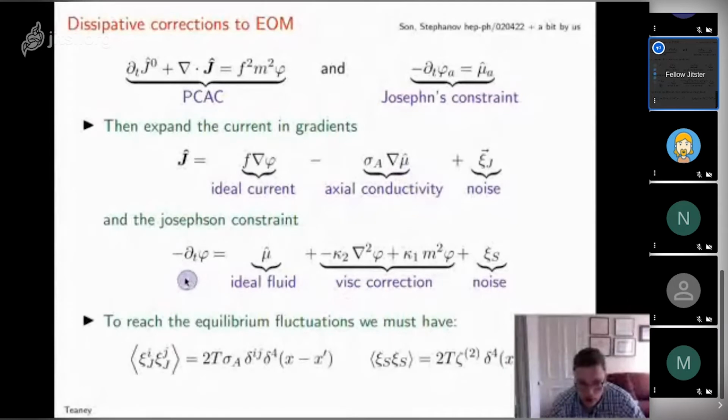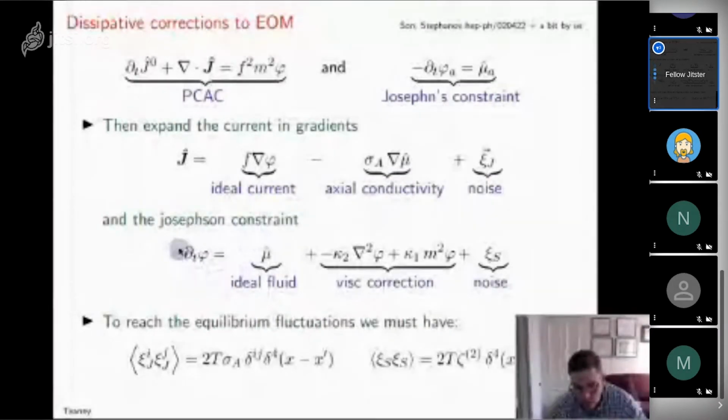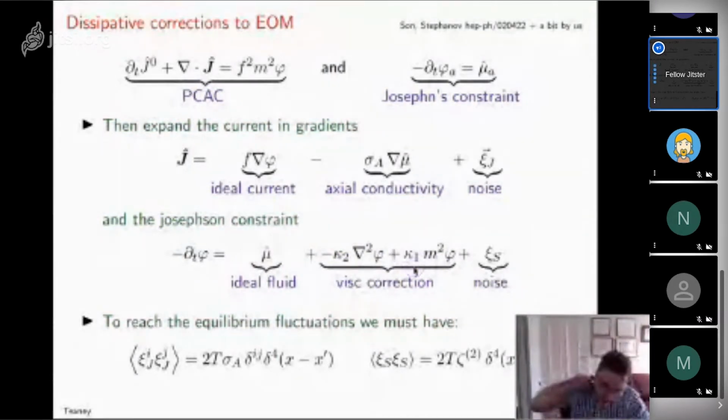Okay, the Josephson constraint at ideal order just says the time derivative of the phase is the chemical potential, and now you can have higher order derivative corrections to this Josephson constraint, viscous corrections. So that was all written down here.